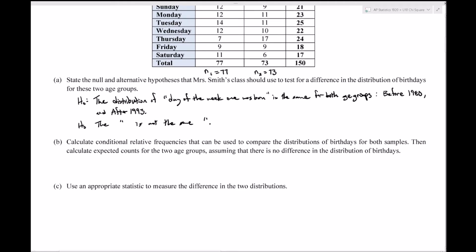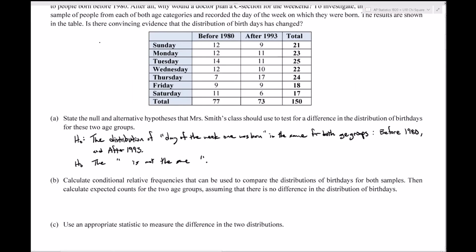So for that, calculate conditional relative frequencies that can be used to compare. They're going to tell us how we would compare these two distributions. So calculate conditional relative frequencies that can be used to compare the distributions of birthdays for both samples. Then calculate expected counts for the two age groups, assuming that there is no difference in the distribution of birthdays. So how do we calculate the expected counts that they want us to do?